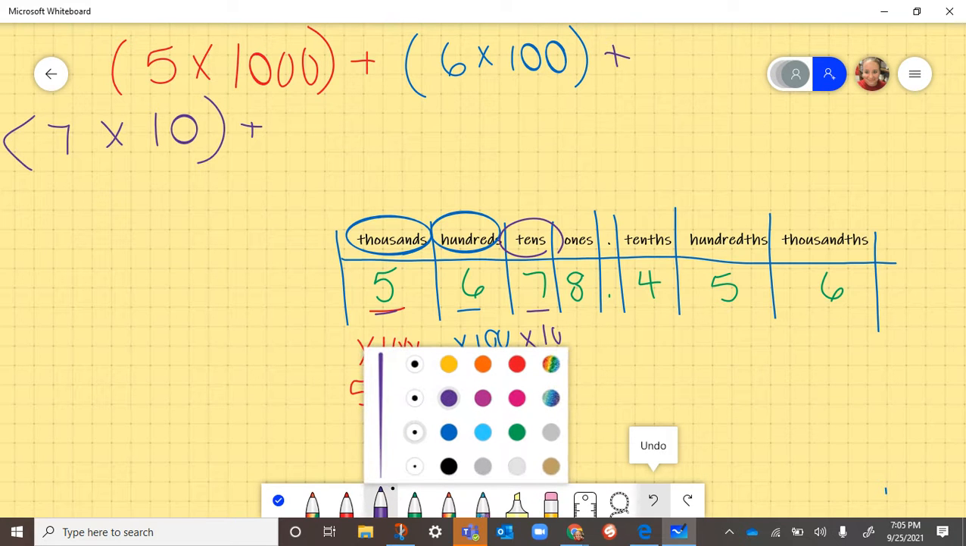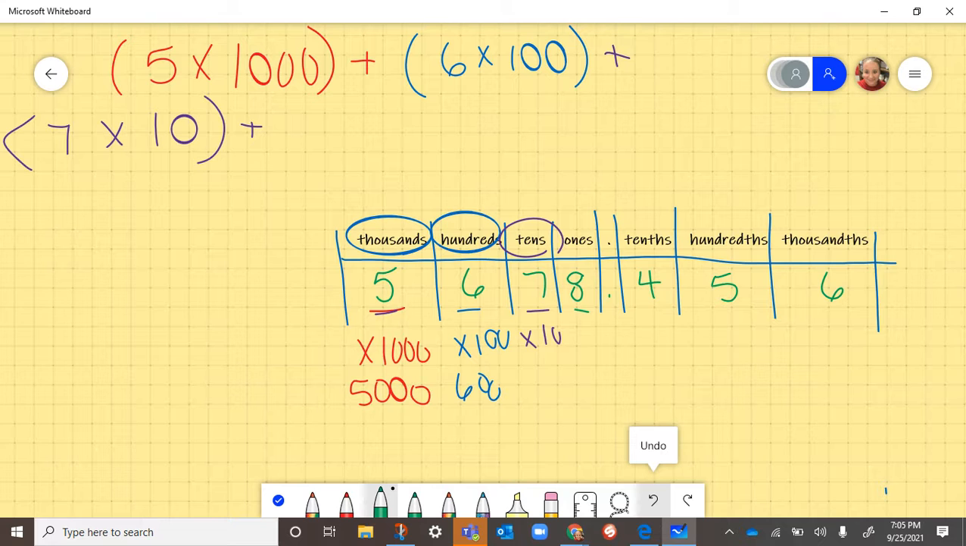So now when I go to my ones, I'm going to put my parentheses and I'm going to put the digit that I see. So after I've got 5, 6, 7, next comes 8. And I'm going to multiply it by its position, which is 1. So we're just going to do times 1, close the parentheses, put my plus sign.